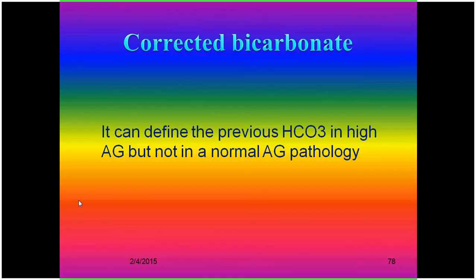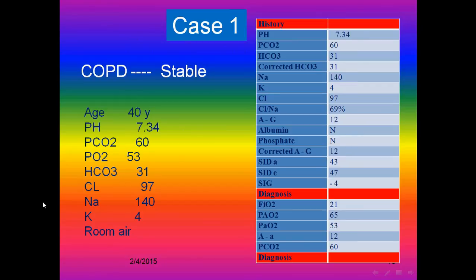This is corrected bicarbonate. With corrected bicarbonate, you can calculate the previous state of this patient only in high anion gap acidosis, but in normal anion gap it will be difficult or impossible. Look at this example. This is a patient with steady state, stable COPD. pH is 7.34, partial pressure of carbon dioxide 60, bicarbonate 31.